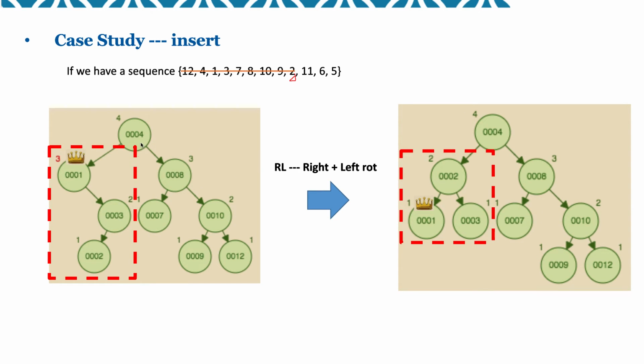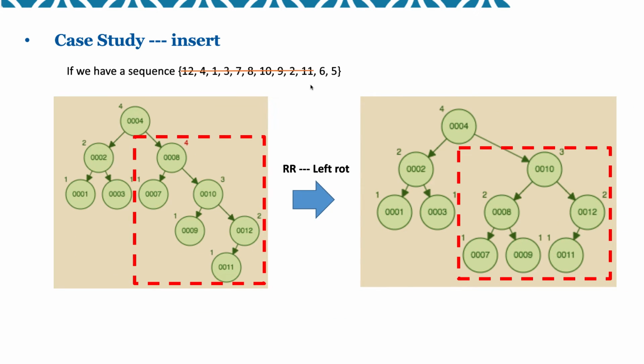We have number 2. We insert the number 2 node here, and then this is an RL situation. In an RL situation, a delegation process will be performed, and eventually will form a triangle here. And this is a complicated situation. Actually, this is not the most complicated one.